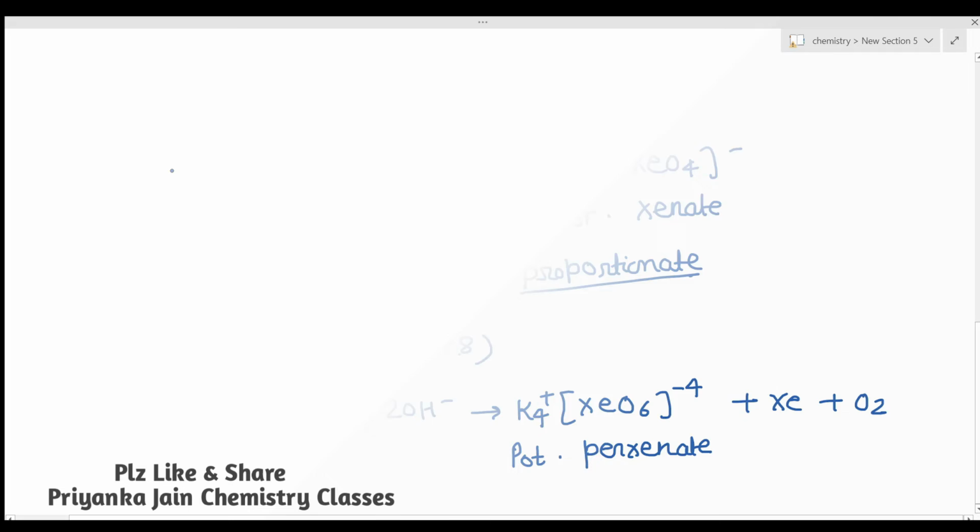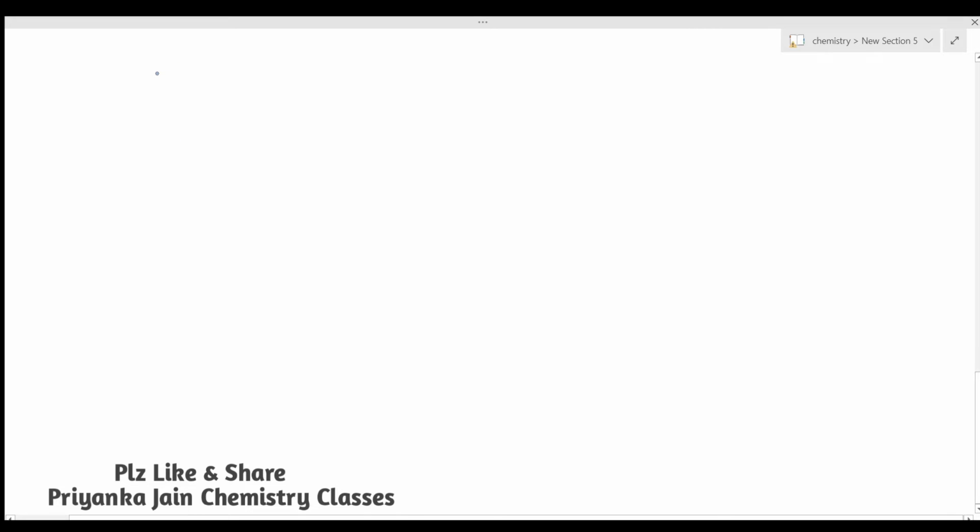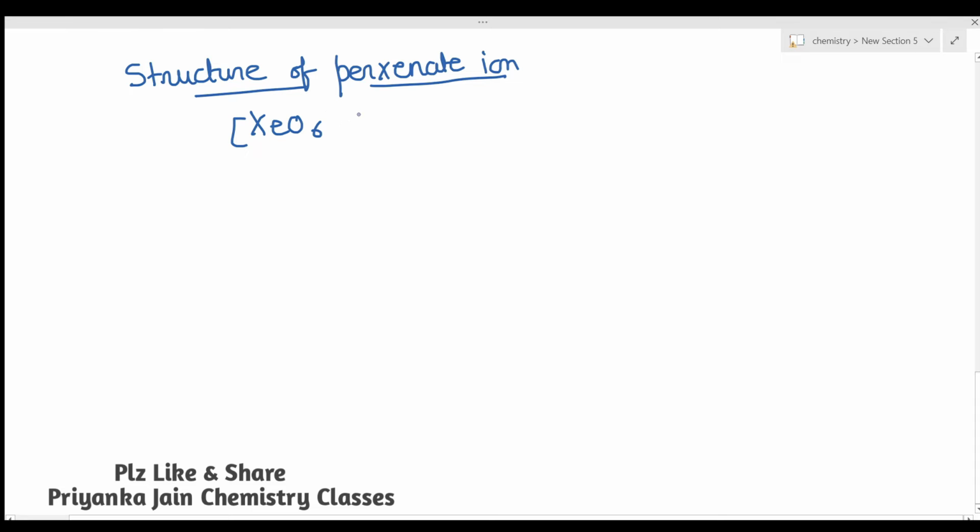So we have asked about the perxenate ions, how this reaction happens, and also about the structure of the perxenate ion. So we should know the structure of perxenate ion. Perxenate ion means XeO6 with minus 4 charge here. So now firstly see its hybridization. For finding out its structure, we should see its hybridization state.